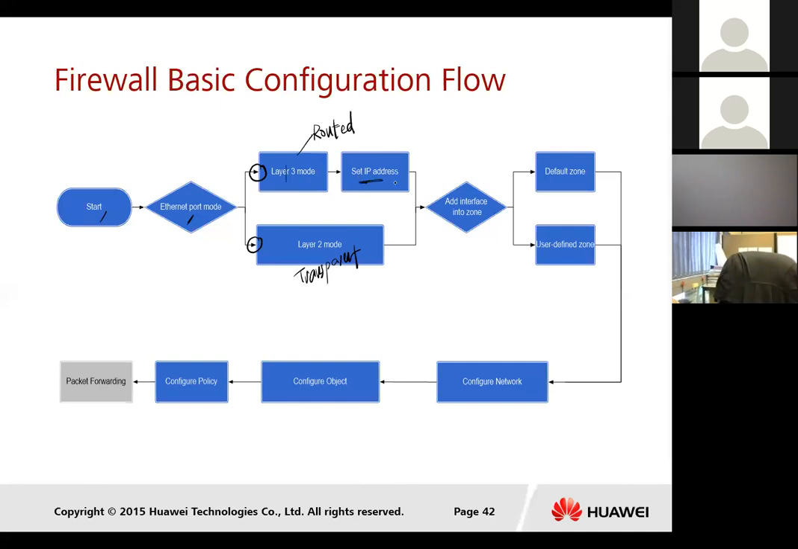Then you set IP addresses. After you set IP addresses, add the interface into the zone. It depends on how many zones you are going to define. There is a default zone and user-defined zones. After the zone is defined, configure your network, configure your objects, configure the policy, and start to perform packet forwarding. So this is the process of how we set up the entire firewall as a basic firewall. So far, okay? If you have any questions, you can take note, then ask them later in the Q&A section.